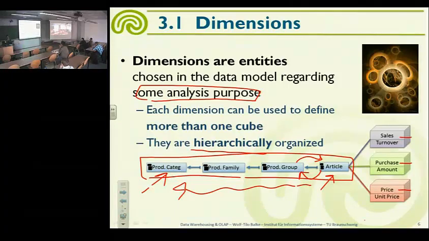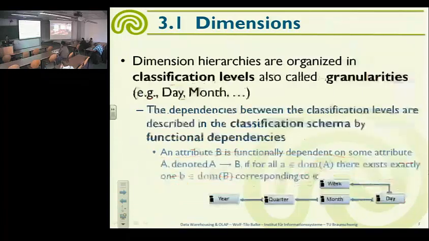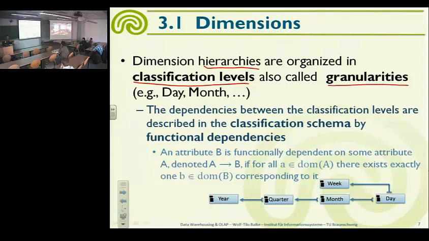And this, of course, is the same for all the higher levels. So each article is associated with one product group. Each product group is associated with one product family. Each product family is associated with a product category. And these different hierarchies are often called classification levels. So every dimension, you identify for it a classification level. Also a synonym for that is granularities.